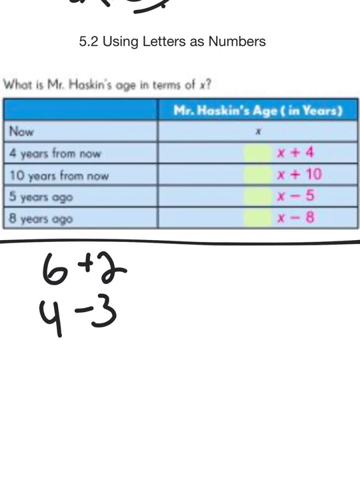What if it tells you add x to 6? What are you going to do? What's your expression going to look like? Instead of add 2 to 6, it's telling you add x to 6. So it should be something like 6 plus x. You just add x to 6.